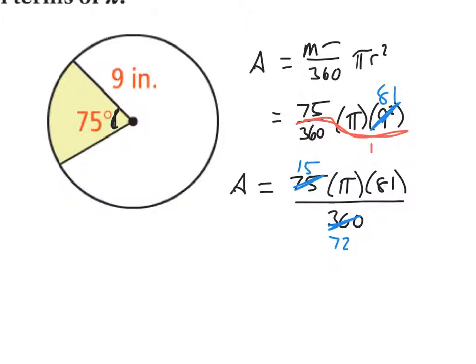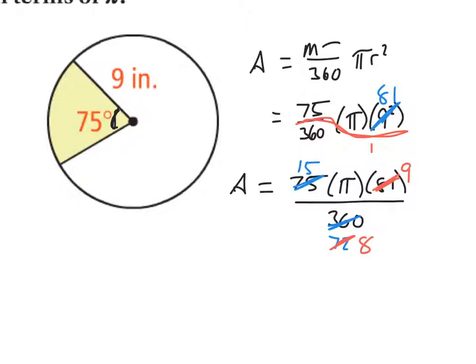All right, well, let's see. 72 and 81. Hey, I know that 9 goes into both of those. All right, 9 goes into 81 9 times. 9 goes into 72 8 times. Okay, so now I have 15 on top and a 9 on top and an 8 on the bottom. Is there anything that cancels there?